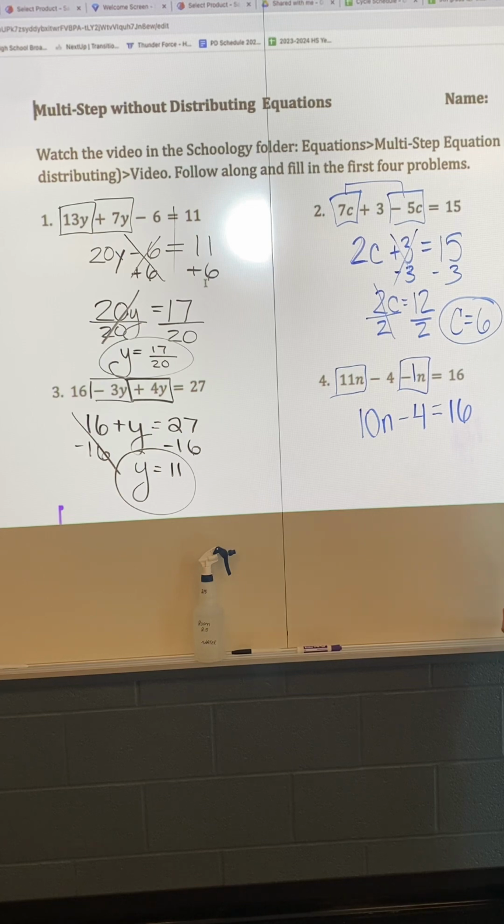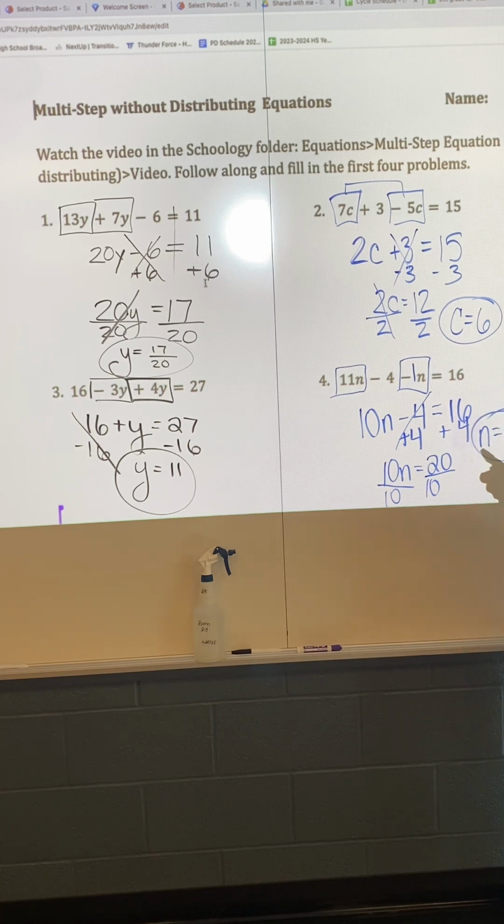Okay. Now I want to get rid of that negative 4, so I'm going to want to add it to both sides. What you do to one side, you do to the other. Bring down your 10n equals 16 plus 4 is 20. Now we have one step left. We know that the 10 is being multiplied by n, so in order to undo multiplication, we need to divide. 20 divided by 10 gives me 2.